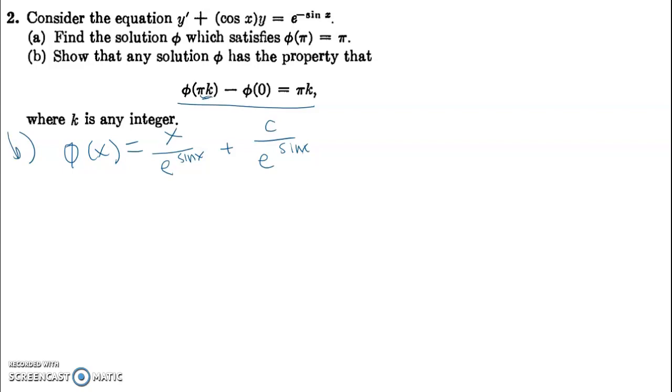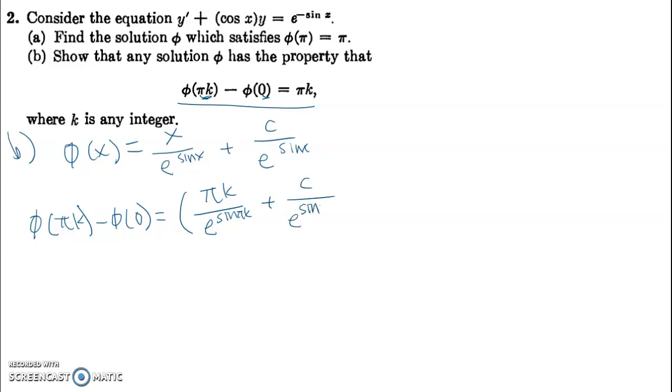Let's plug in pi k and 0 respectively, and then we can subtract those things. Okay. So phi of pi k minus phi of 0, this is going to be pi k over e to the power of sine pi k plus c over e to the power of sine pi k, minus 0 over e to the power of sine 0 plus c over e to the power of sine 0.